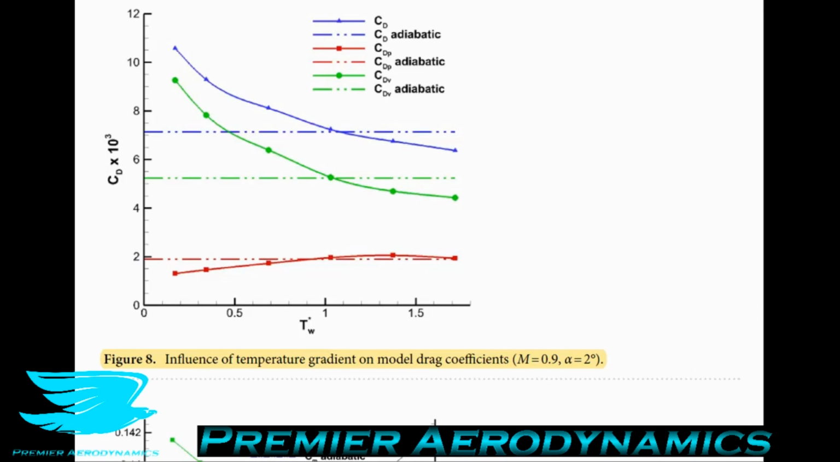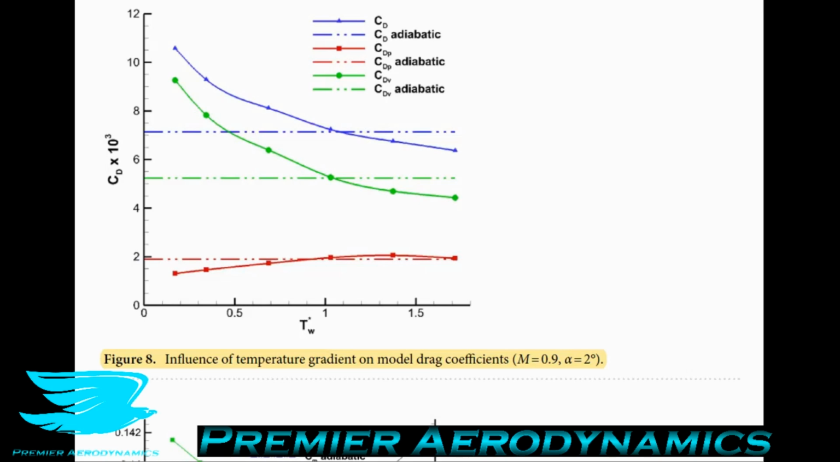I should mention that on the x-axis, they have a normalized temperature. So this shows you the difference between the free stream temperature and the wall. And when it's 1, it means that they're the exact same temperature. When it's not 1, it means that there's a difference in temperature, and that means you're going to have a heat transfer occur. You can't have heat transfer between two objects that are the same temperature because heat only transfers from hot to cold.